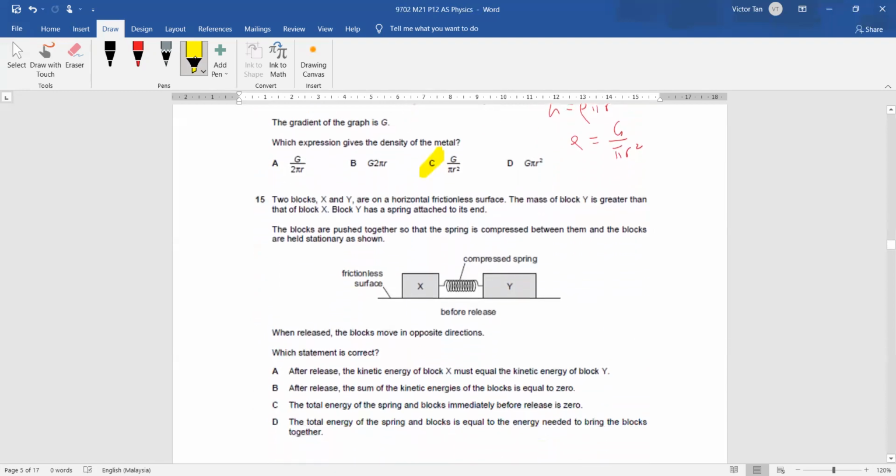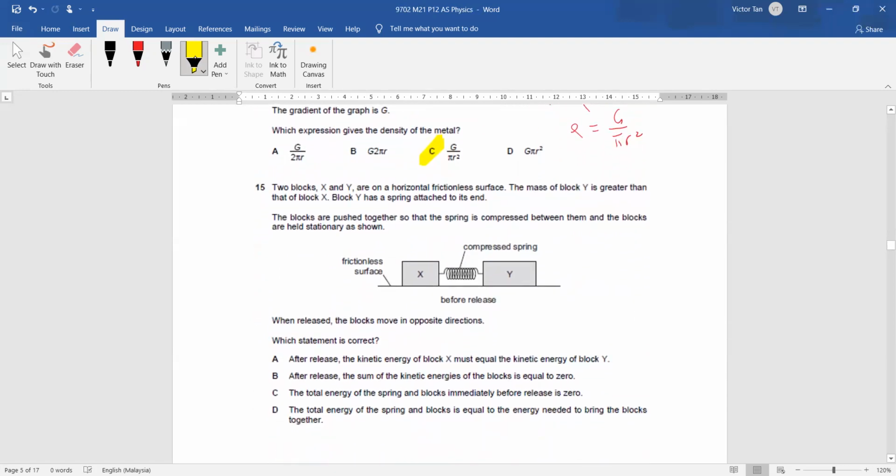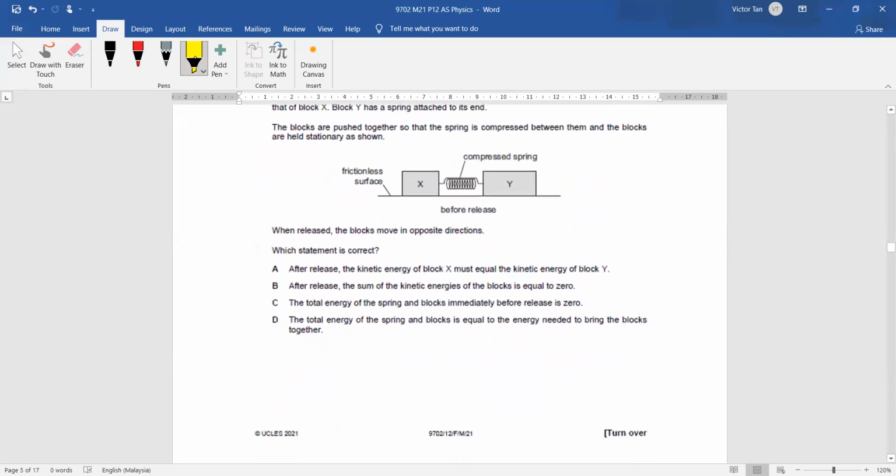Very important. Two blocks X and Y are on a horizontal frictionless surface. The mass of block Y is greater than that of block X. Block Y has a spring attached to its end. The blocks are pushed together so that the spring is compressed between them and the blocks are held stationary as shown. When released, the blocks move in opposite directions. Which statement is correct? After release, the kinetic energy of block X must equal the kinetic energy of block Y. This is not necessary. After release, the sum of the kinetic energies of the blocks is equal to 0. No, they will have some kinetic energy. Kinetic energy is not a vector quantity.